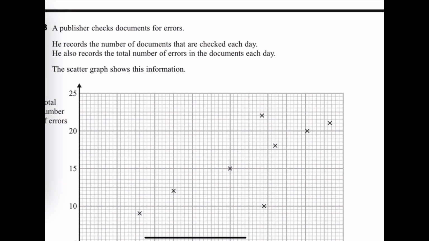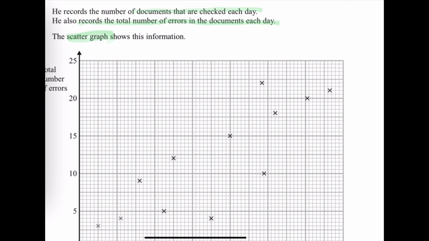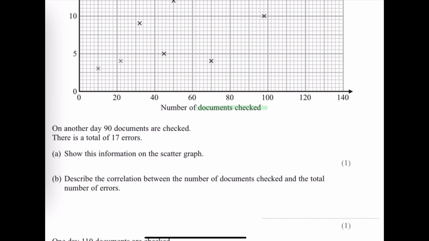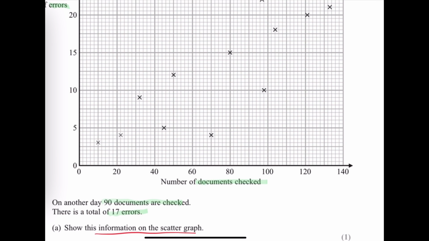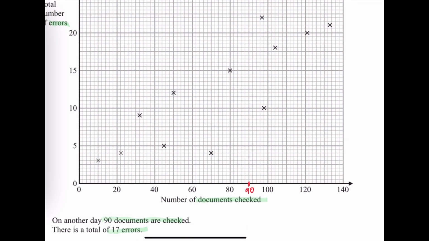A publisher checks a document for errors and records the number of documents checked every day. He also records the total number of errors in documents each day, and he uses a scatter graph to show this information. So here's the total number of errors, this is the number of documents checked. On another day, 90 documents are checked, and there's a total of 17 errors. Show this information on the scatter diagram. So we just have to put it in. We see 90 are checked, so over here is 90. We'll be following that, and there's 17 errors.